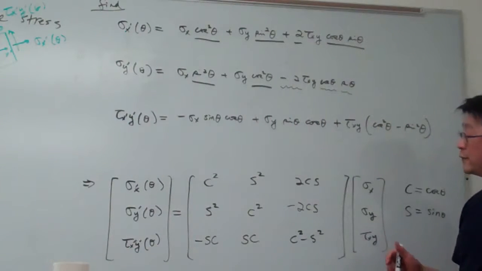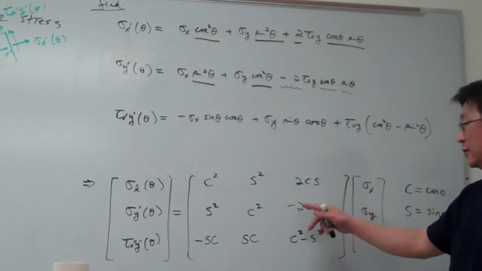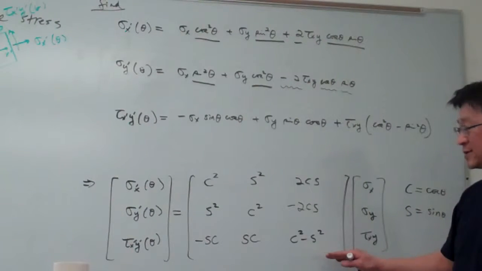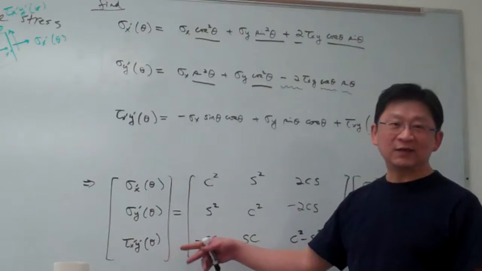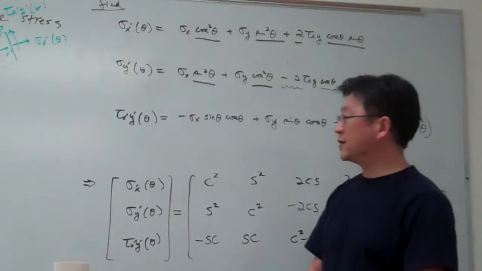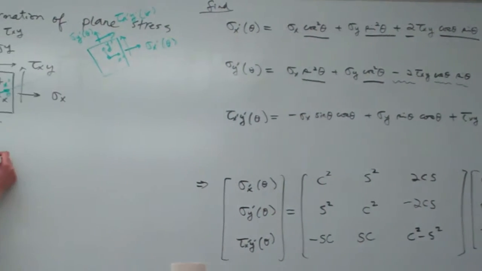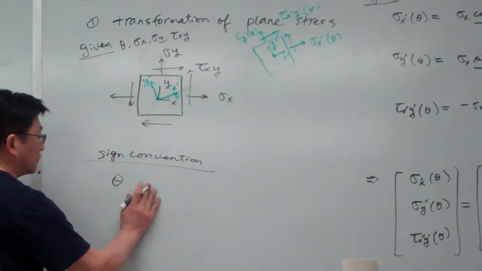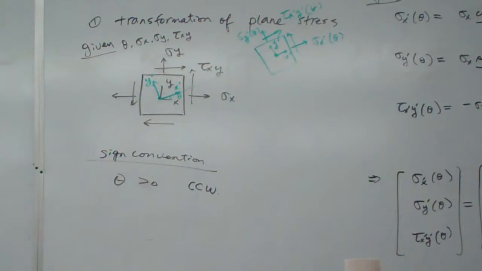If you wish, you can utilize this and write a very simple MATLAB program. All the terms on the right-hand side are given, so you can quickly calculate those things. That's for calculations. And then for the sign convention: theta is positive for counterclockwise rotation, otherwise negative.